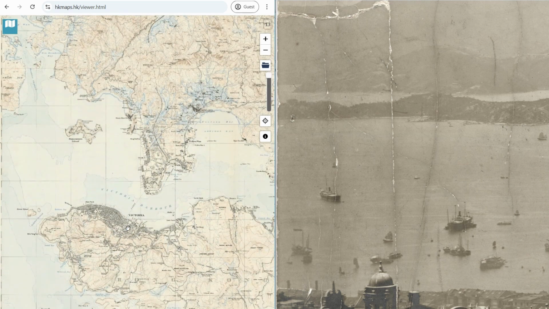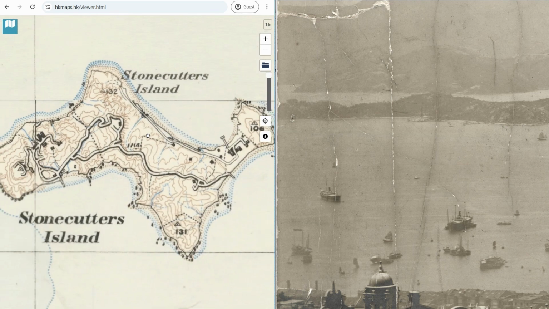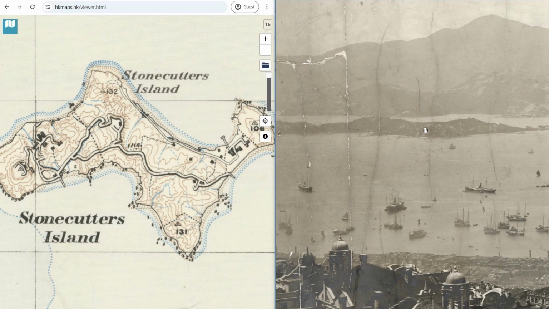The photographer then was somewhere around here on the hills above Central, and we're looking out to the north. We've got Stonecutters Island here. And here it is in the picture. So Stonecutters Island, a popular destination around this time, if you needed to go for a swim and you didn't have a lot of time.